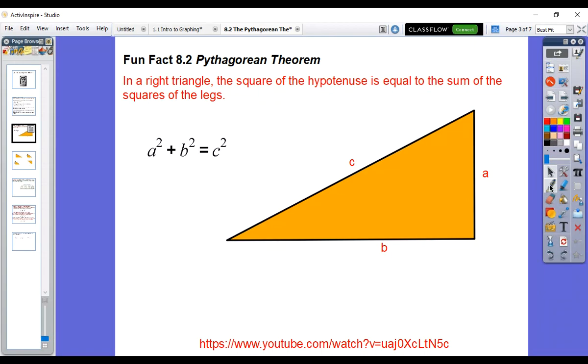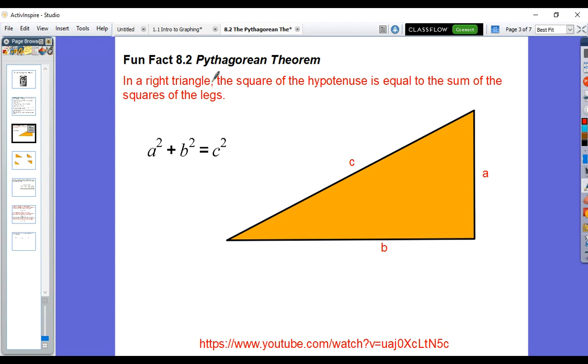So let's kind of define some of these things. Let's start with C, the hypotenuse. Again, it states that it's a right triangle, so we know there's a right angle right here. Nice little right angle. Now, across from that right angle will always be the hypotenuse, which is the longest side. So we call that the hypotenuse.